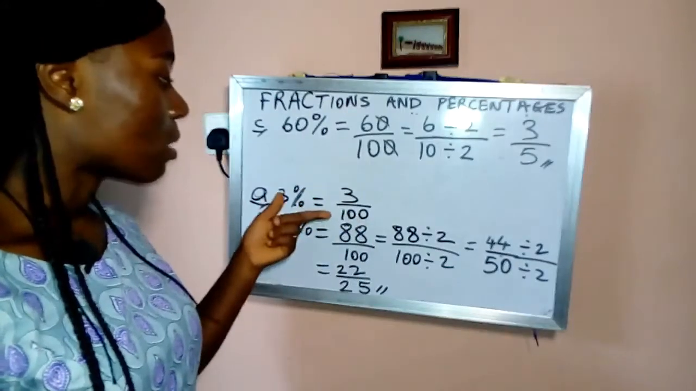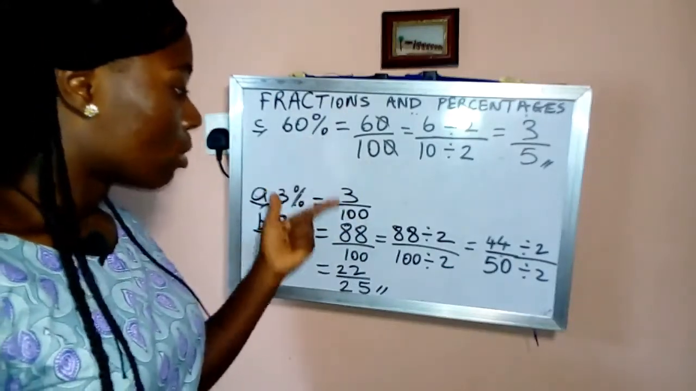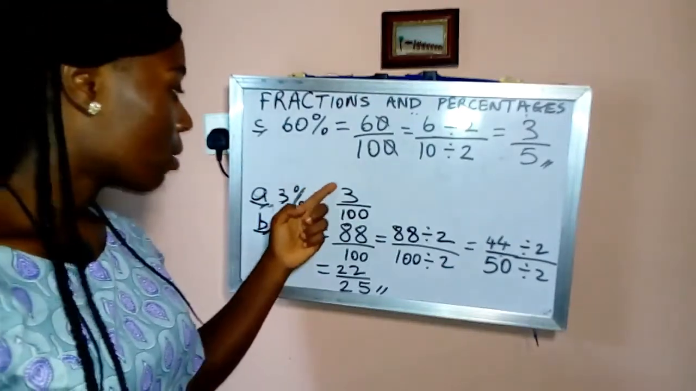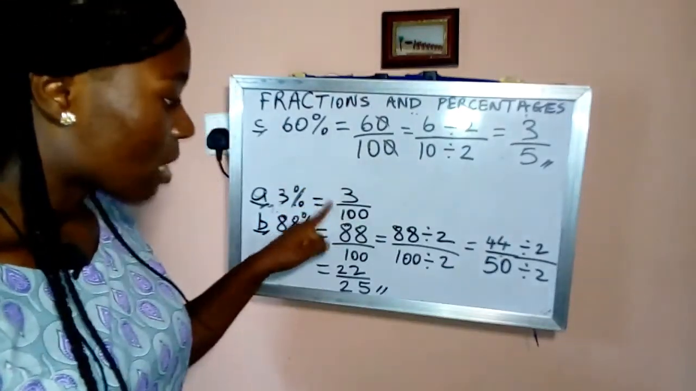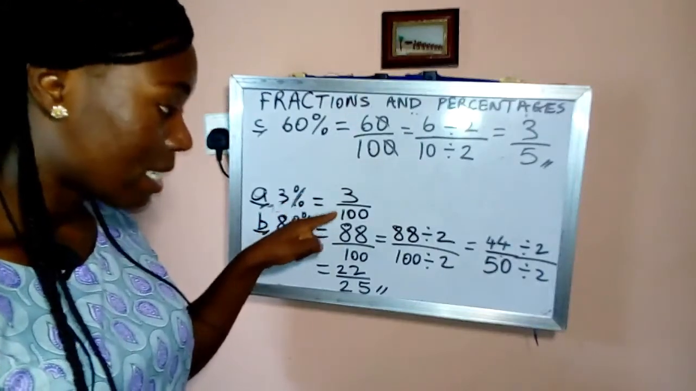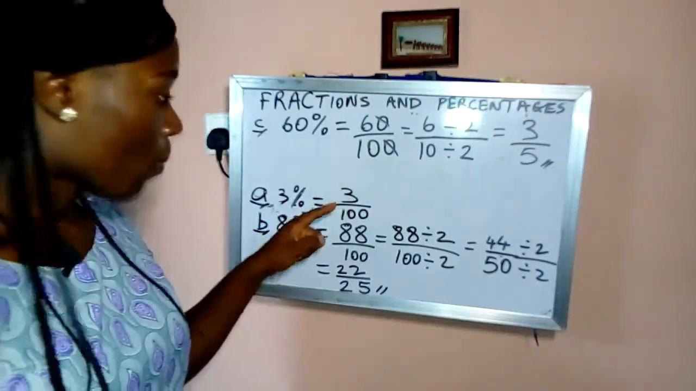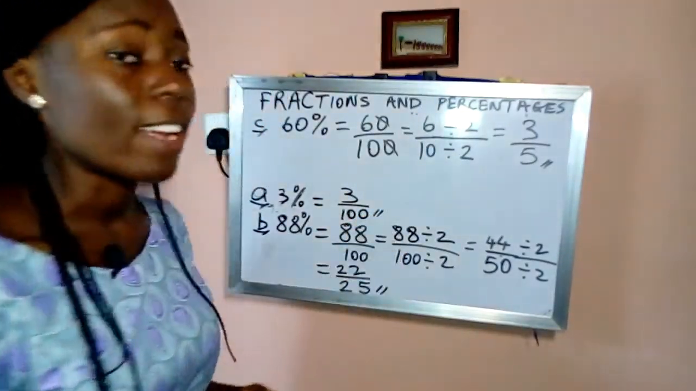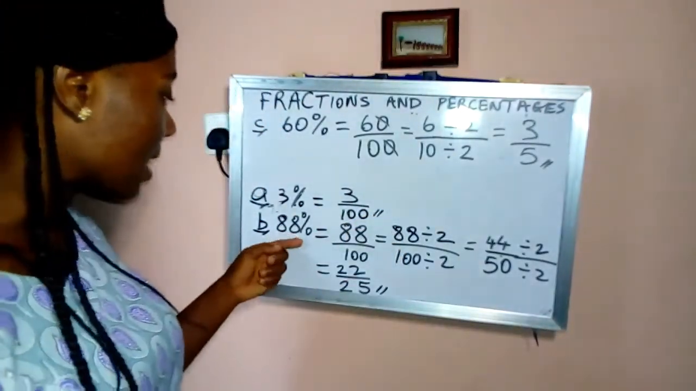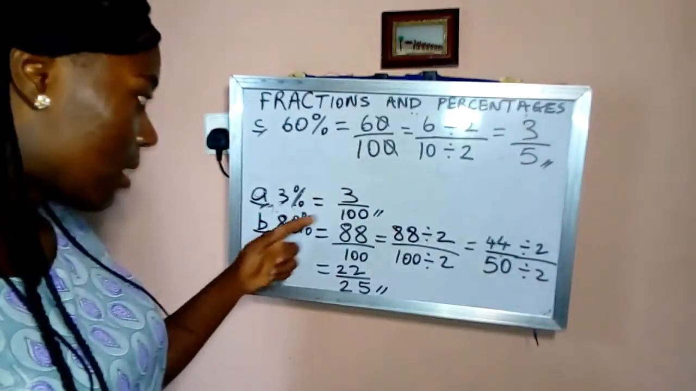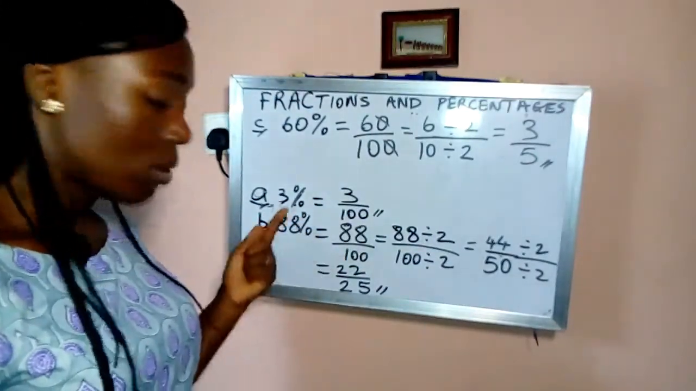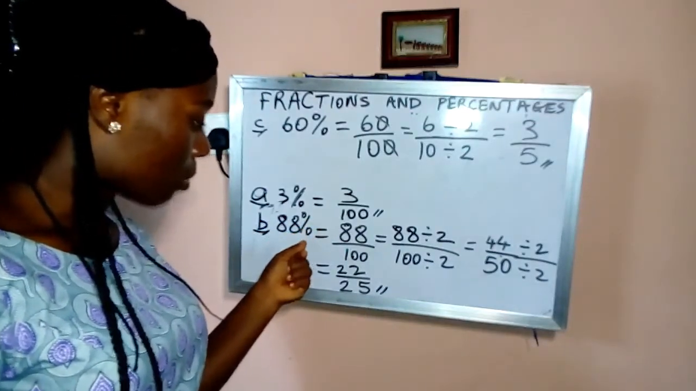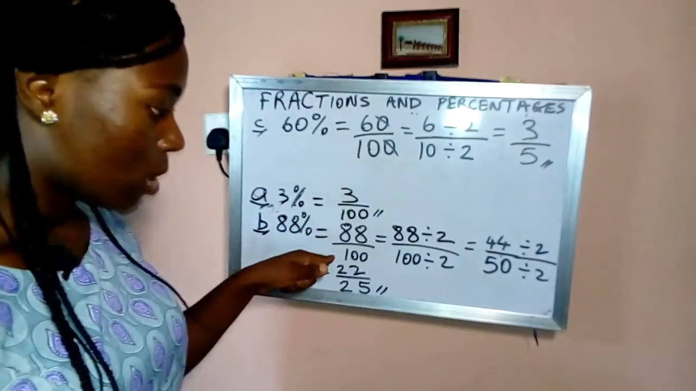Now, I told you that it is very good and necessary to divide that fraction you have gotten to its lowest term, right? So we have 3 over 100. Now, there's no number that can divide these two without a remainder. So I would say we have gotten to our lowest term, and this becomes our final answer. For this one, we have 88%. Again, it's still the same thing. We have 88 over 100, where this number becomes our numerator, and the percent, which is 100, becomes our denominator.